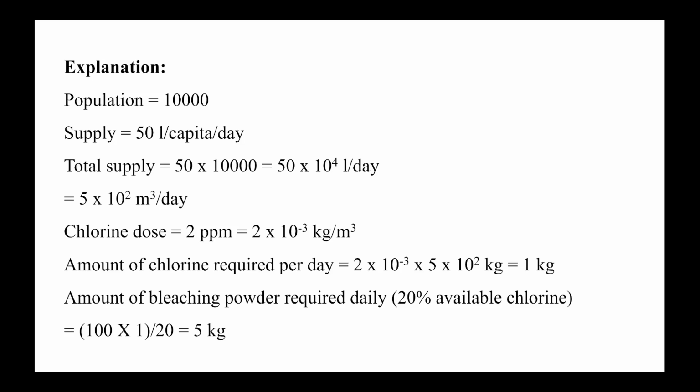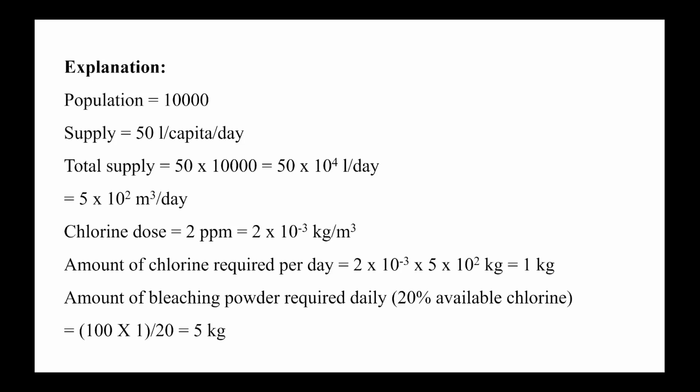Now chlorine dose is 2 ppm, and 1 ppm is equal to 10 raised to the power of minus 3 kg per meter cube, or 1 kg per meter cube is equal to 1000 ppm. So 2 ppm chlorine dose will be equivalent to 2 into 10 raised to the power of minus 3 kg per meter cube. Now, the amount of chlorine required per day would be 2 into 10 raised to the power minus 3, that is the dose, multiplied by the total supply.